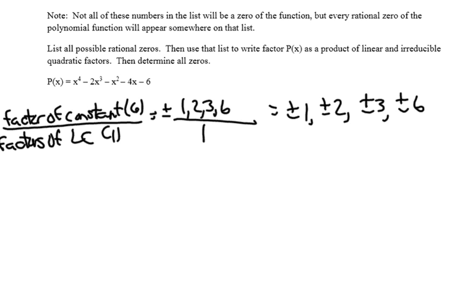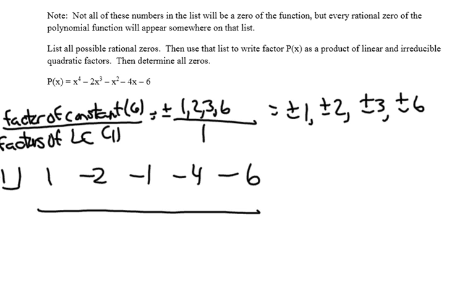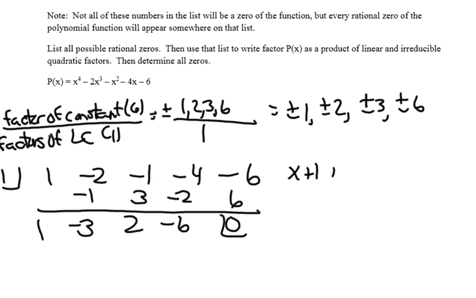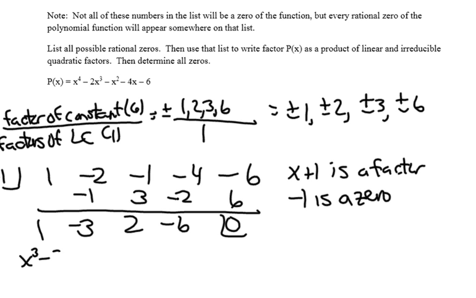Okay, so let's try one. Let's try -1. Now remember, because I'm trying to find factors I want to divide. Again, 2 options, either long or synthetic division. I'm choosing to use synthetic division here. All right, so let's go through this. Oh, that's nice. That means x plus 1 is a factor, and we also know -1 is a zero. So what am I left with? I'm left with x cubed minus 3x squared plus 2x minus 6.